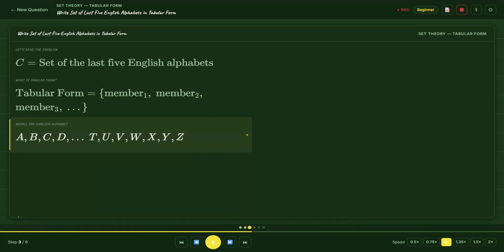Let's think about our ABCs. The English alphabet starts at A and ends at Z. There are 26 letters in total. We need the last 5 letters, so let's count backwards from Z.